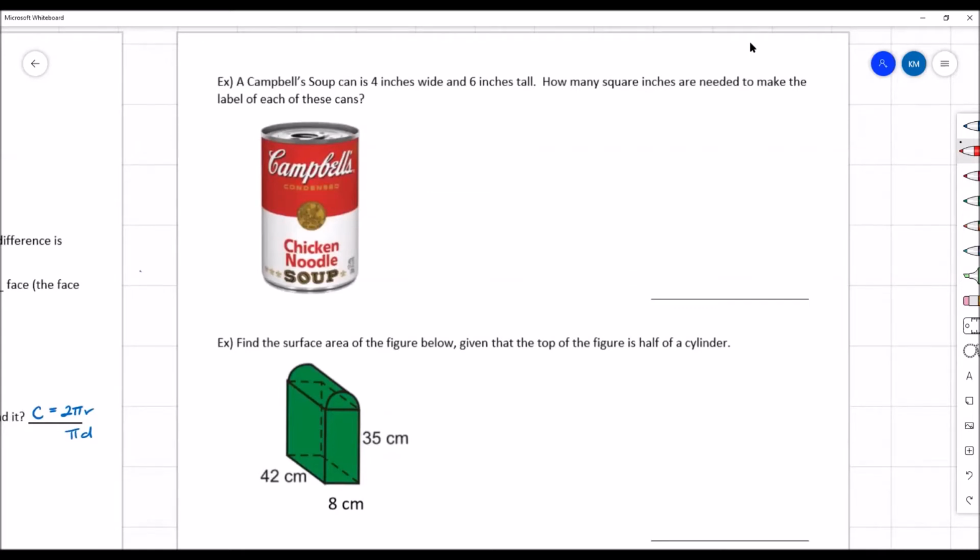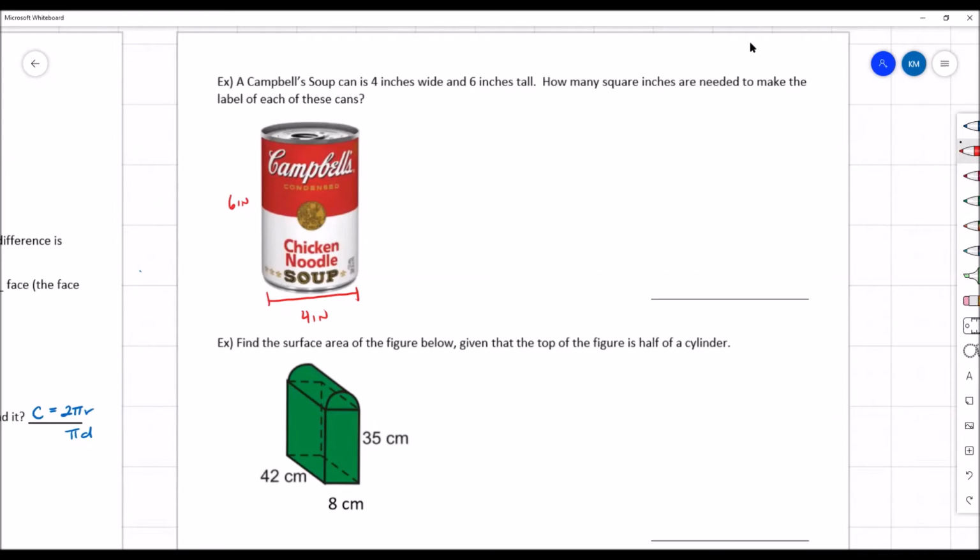Next example says a Campbell's soup can is 4 inches wide and 6 inches tall. How many square inches are needed to make the labels of these cans? So it's important here as we think about this. The can is 4 inches wide. Make sure I mark that. The can is 6 inches tall. Mark that. So before we start, it's going to be important for us to understand what we're answering.